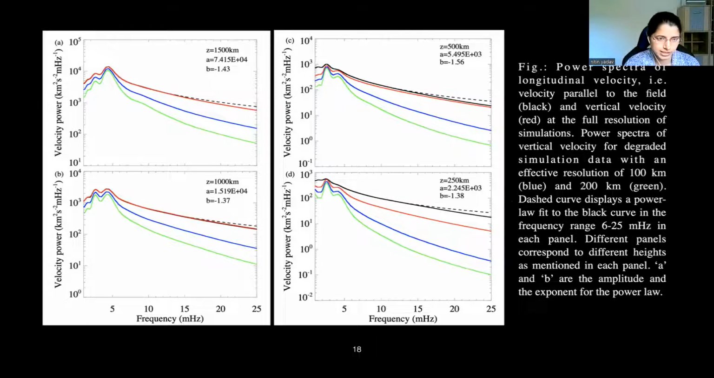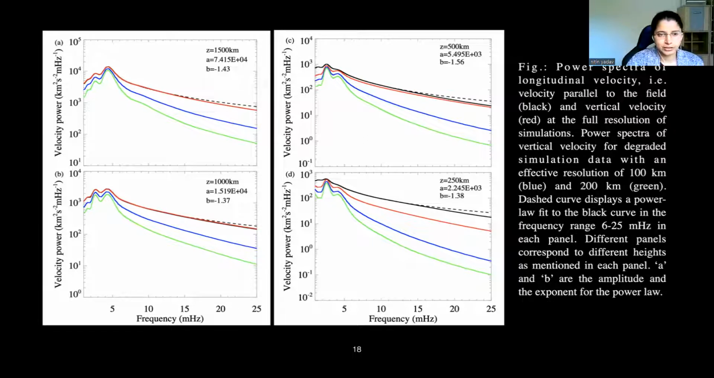Now, to test that wave leakage in our simulations, we computed wavelet spectra which are averaged over the whole horizontal domain, not only in the magnetic concentrated region. So different panels here correspond to different heights above the mean surface, which I mentioned in each panel: 1500 kilometers, 500, 1000, and 250 kilometers. The black curve shows the power spectra calculated using longitudinal velocity, which is along the magnetic field vector. The red curve shows the power spectra using the vertical velocity, the VZ component.